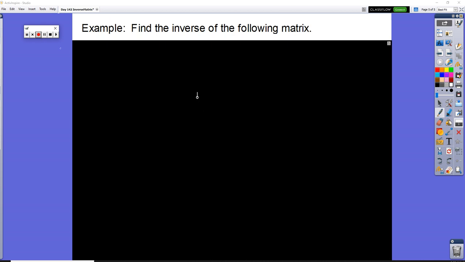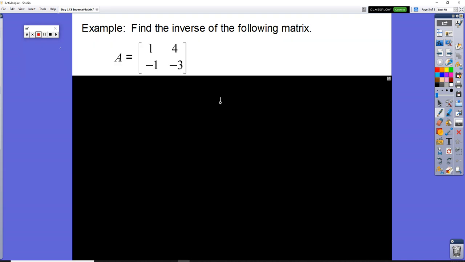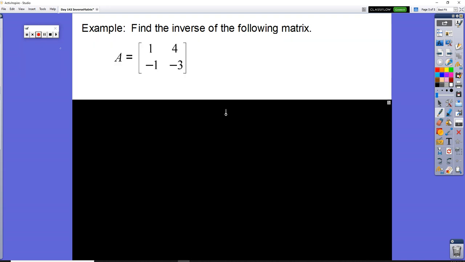So let's say that somebody asked you to find the inverse of the following matrix and then gave you this. A is [1, 4; -1, -3]. Well, the very first thing that you're going to need to do here is check the size of the matrix. So I've got 2 rows going across and I've got 2 columns going down. So the size of this matrix is 2 by 2. Remember, that's important because only square matrices have inverses.